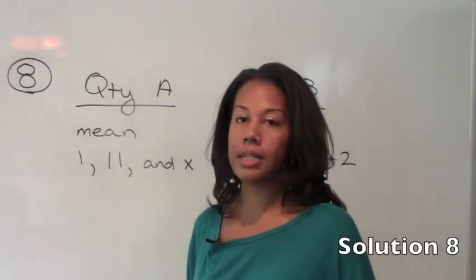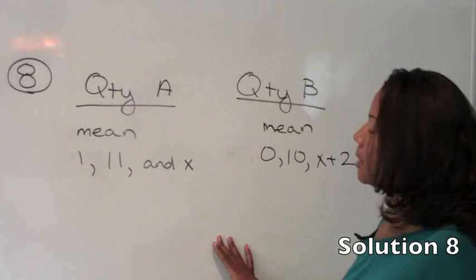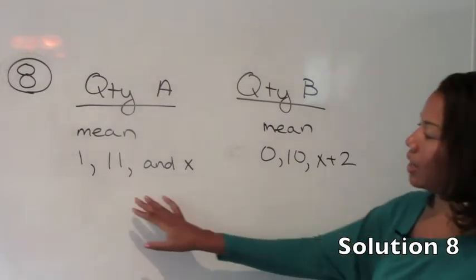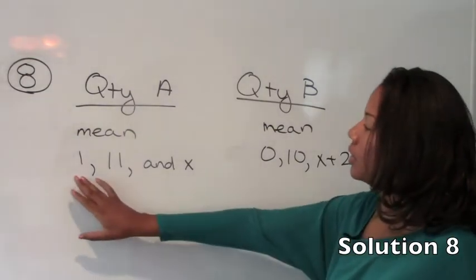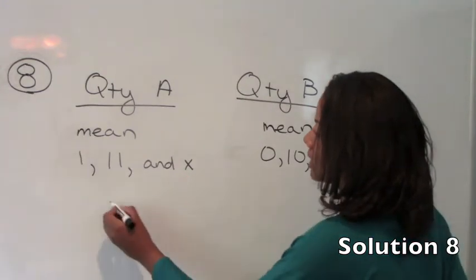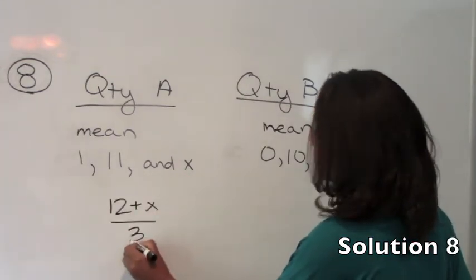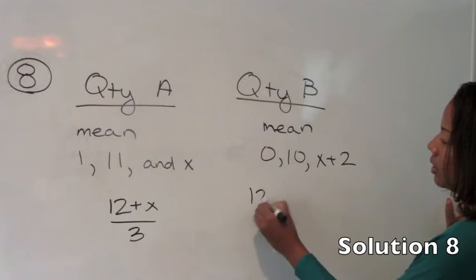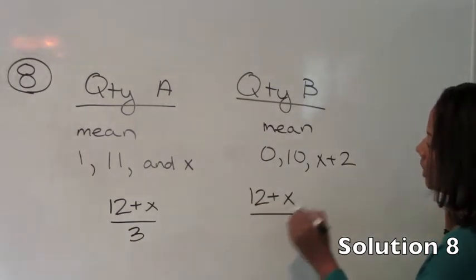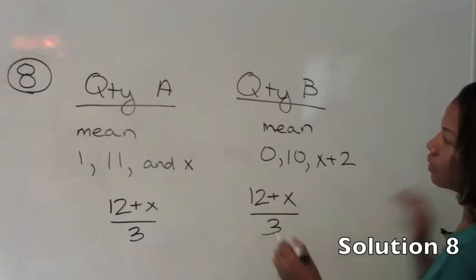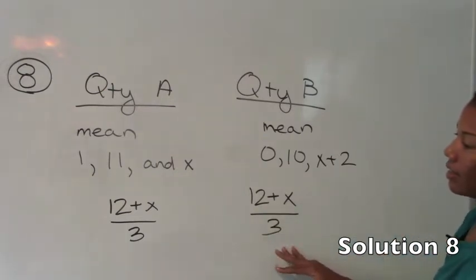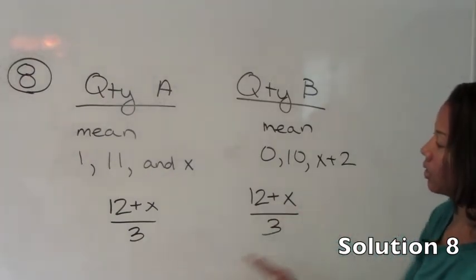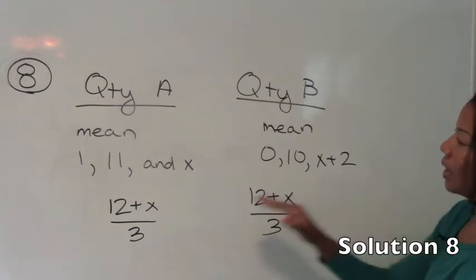Number 8 is a similar problem to number 7. Again, it's a quantitative comparison, and we're asked to compare the mean of these three numbers to the mean of these three numbers. So again, we need to find the sum and divide by the number of numbers. So this sum is 12 plus x divided by 3, and this sum is also 12 plus x. The difference between this problem and the last problem is that we are dividing by 3 for quantity A and for quantity B. Therefore, the answer is C, because no matter what x is, you will get the same result here as you will get here, because we have 3 numbers here and 3 numbers here.